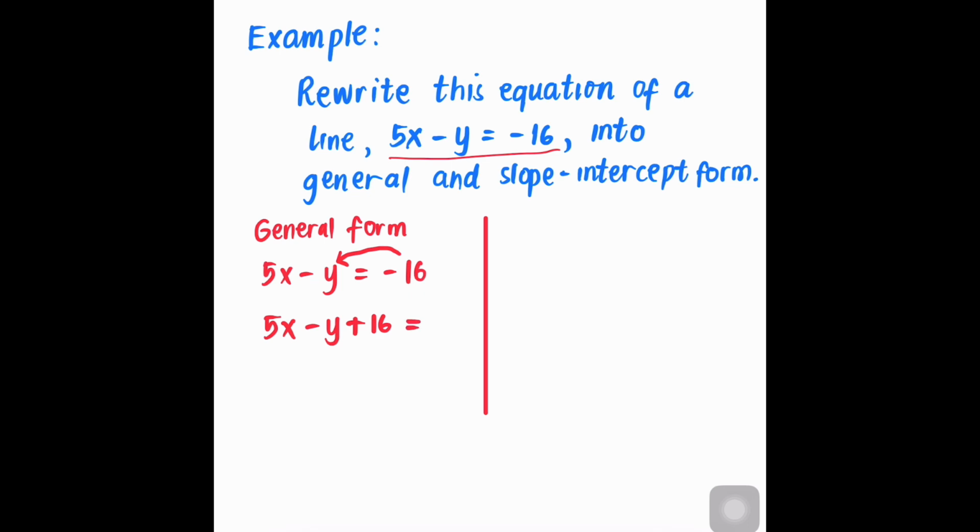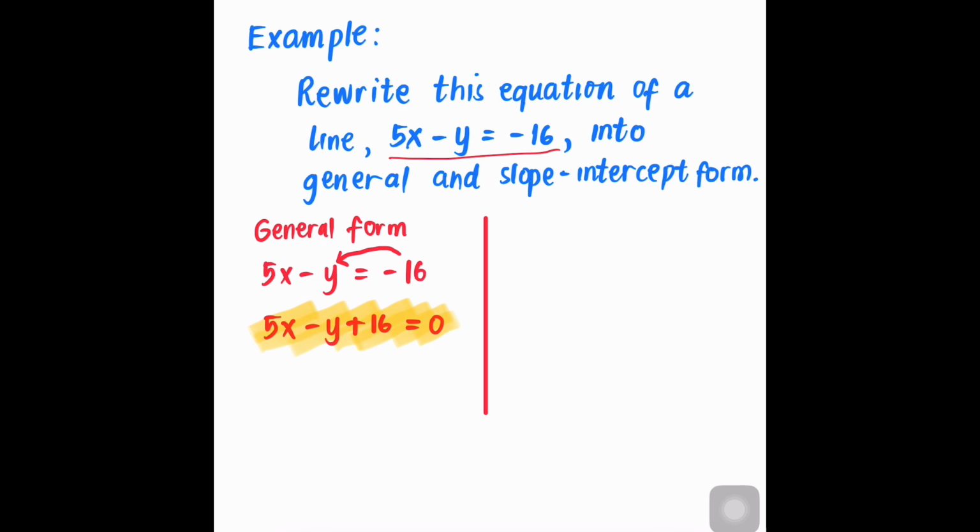And we equate it to 0. And that is our general form. So if you notice, we didn't do anything with 5x and y. The x term and y term are still the same because they didn't move from left to right or the other way around, right? So only the negative 16.